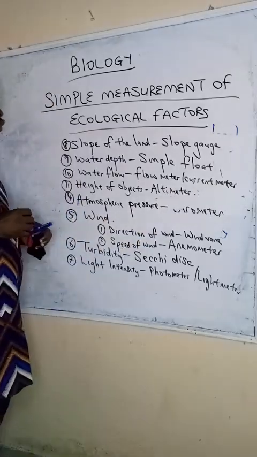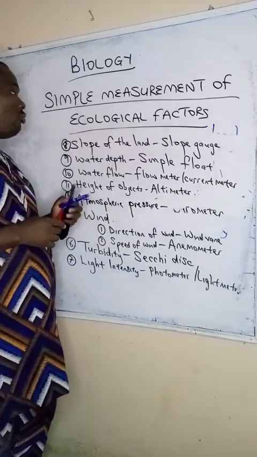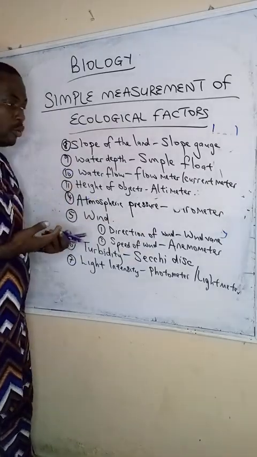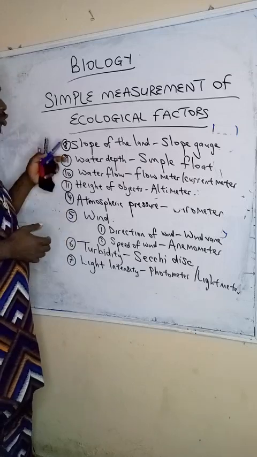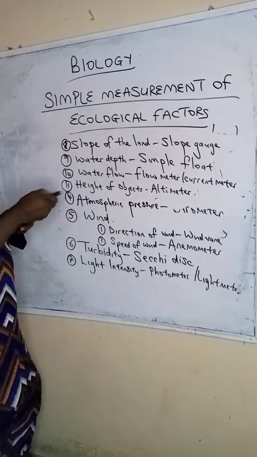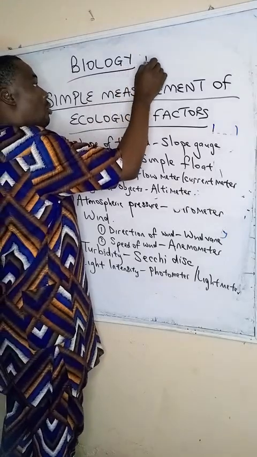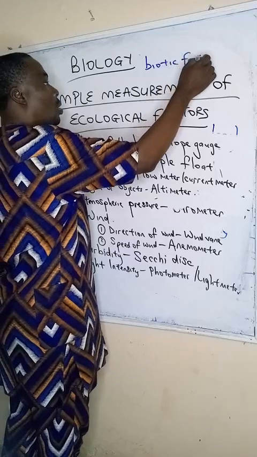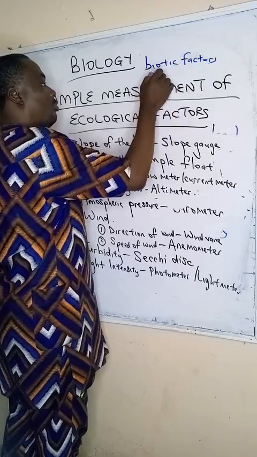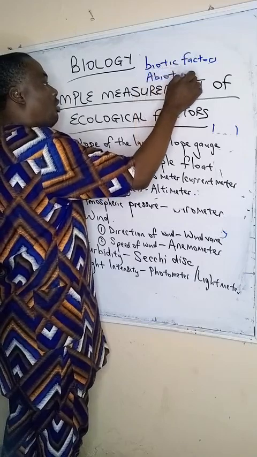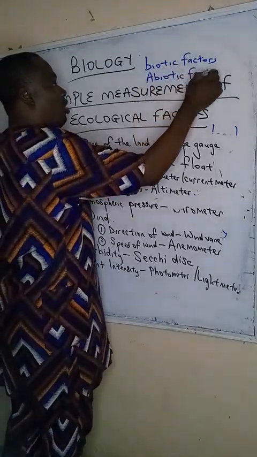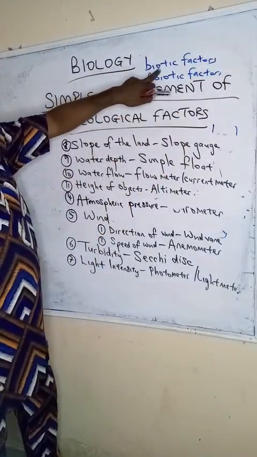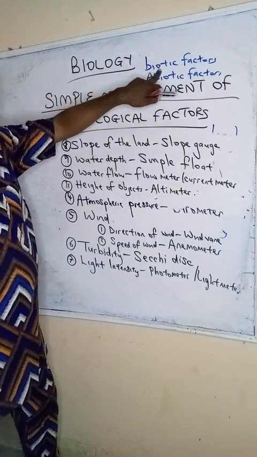So these are a few examples of ecological factors measured. Now, these ecological factors are also called abiotic factors. We have two types of factors: the biotic factors and abiotic factors. Abiotic factors are the non-living factors. The ones listed here are the abiotic factors. Biotic factors are the factors that affect the activity of living organisms.